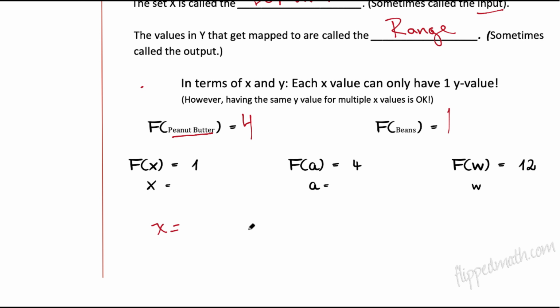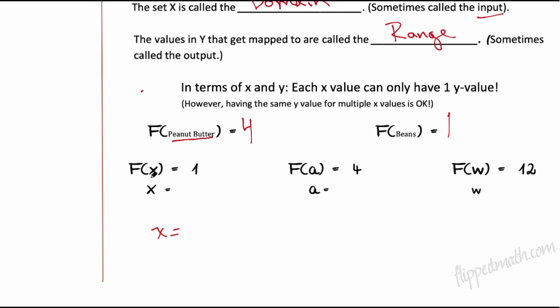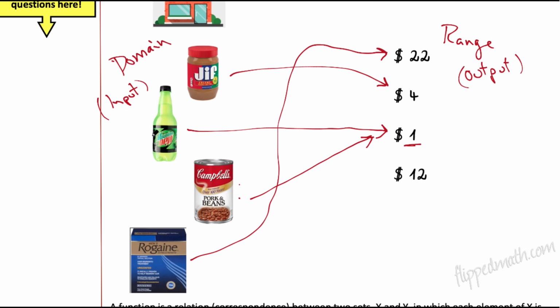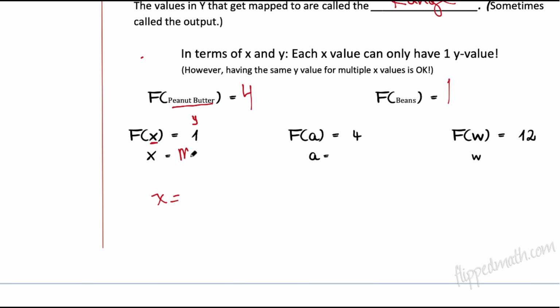All right, now working backwards. The function mapped some unknown value to 1. This is like the y value, and here's the x value. So what happens if y is equal to 1? We need to work backwards and find x. Let's look at our mapping here. If y is 1, that's right here. We need to work backwards and see what products. In this case, there are 2 products: Mountain Dew, and we also had beans. Both of them get mapped. So sometimes you have 2 x values. All right, pause the video and try the next 2 all by yourself. Go.